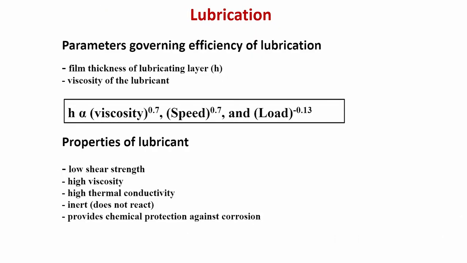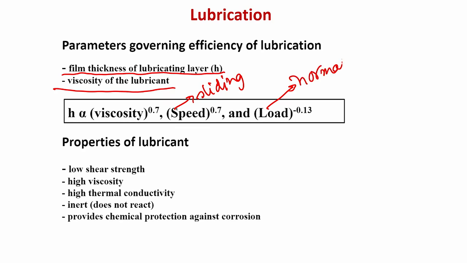Okay. Parameters which govern the efficiency of lubrication. This depends on the film thickness of the lubricating layer, H, and the viscosity of the lubricant. Now, the film thickness of the lubricating layer is H, and this H depends on the viscosity to the power 0.7. What is speed? Speed is nothing but sliding speed to the power 0.7. And what is load? This is the normal load which acts on the surfaces, tribological surfaces.